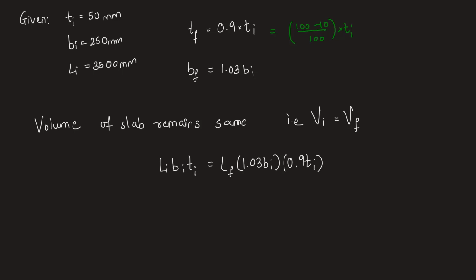So we can divide both sides by Bi and Ti. What remains is the final length Lf will be equal to Li upon 1.03 into 0.9, which will be equal to 3600 divided by the product of these two terms, which is 0.927. We have the answer of final length as 3883.5 millimeters.